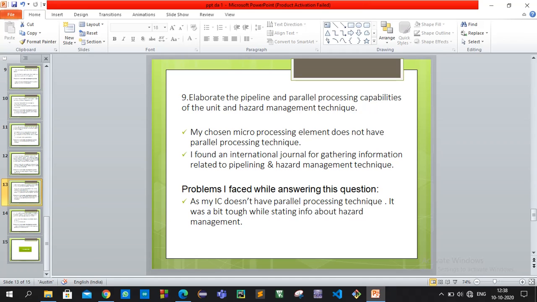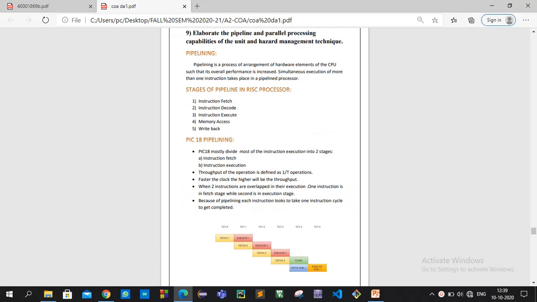The ninth question is to elaborate the pipeline and parallel processing capabilities of the unit and also the hazard management technique. My chosen microprocessing element does not support parallel processing. I found an international journal for gathering information related to pipelining and hazard management technique, and also some information from Tutorialspoint. Coming back to the DA, this is basic information about pipelining and the stages of pipelining, that is instruction fetch, decode, execute, memory access and write.